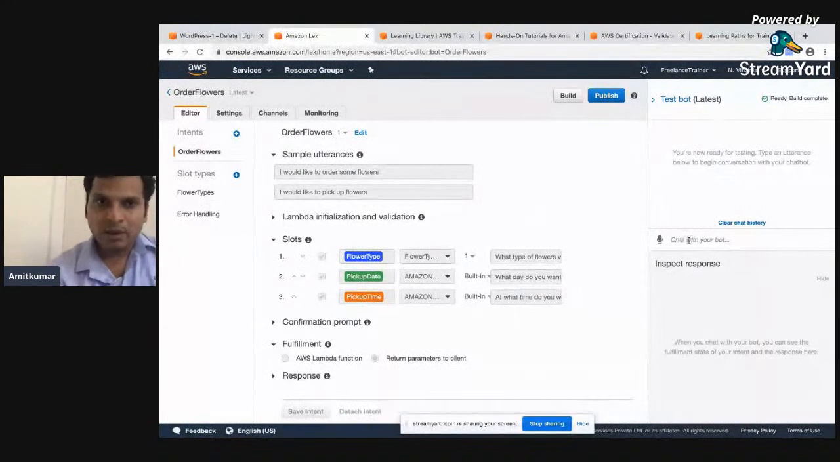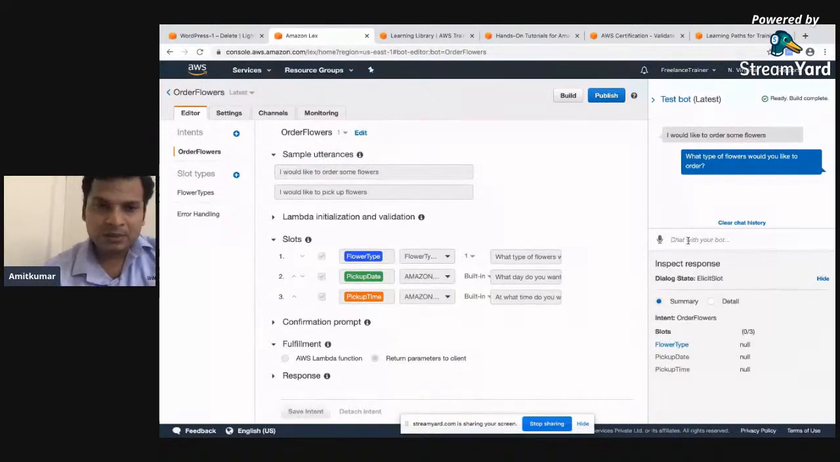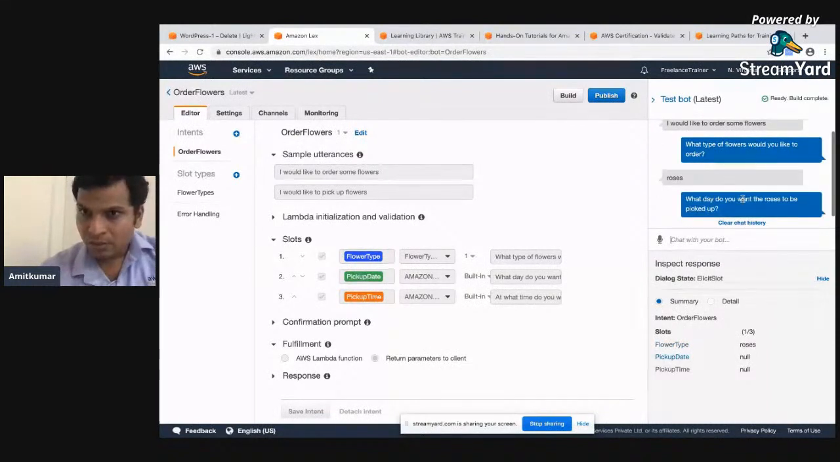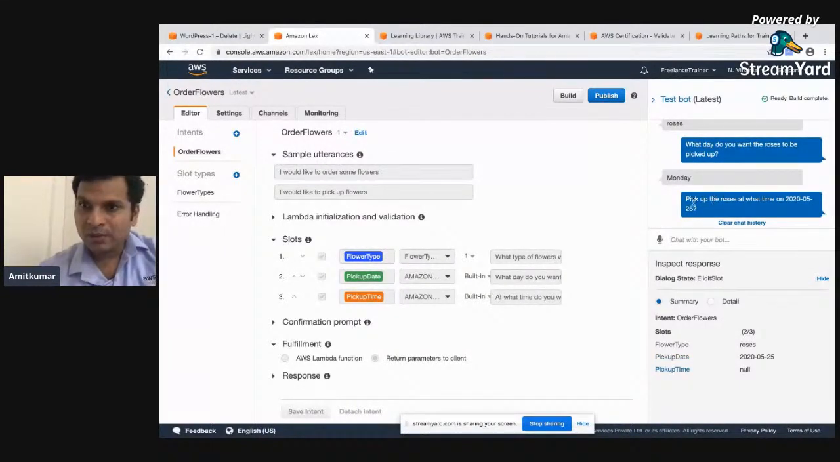So let's create one. We already have it. We are in the testing console. Let's say I would like to order some flowers. Let's see what's the response. What type of flowers? I would say, what type can I put? Could be roses. What day do you want the roses to be picked up? Let's say I want this to be picked up on a Monday. Now it is asking me, pick up the rose at what time on this.